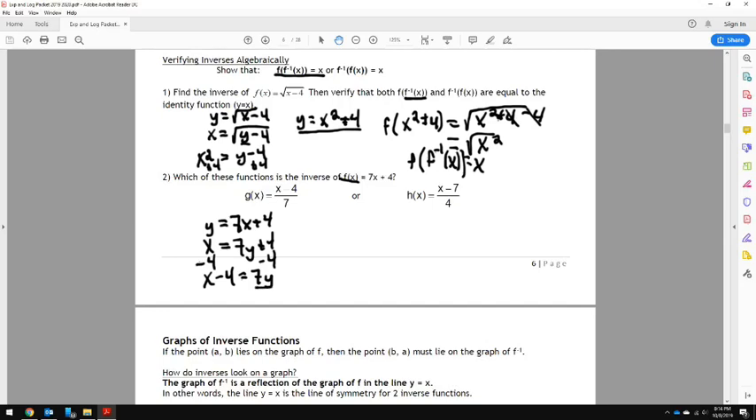And then we divide by 7, and you get y is equal to x minus 4 over 7. And it looks like this is our answer. Alright, so let's move on.